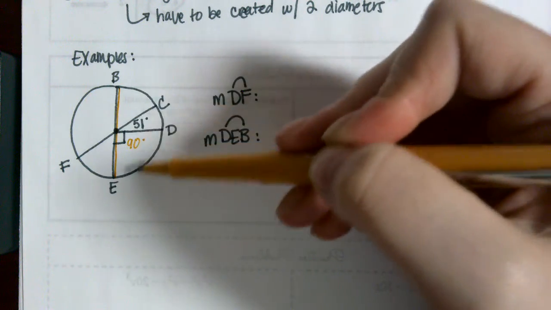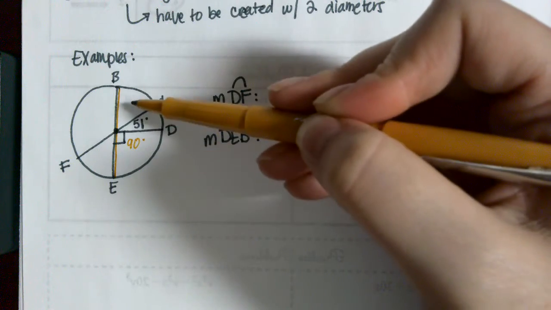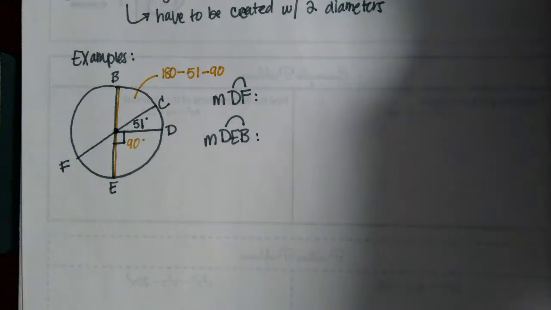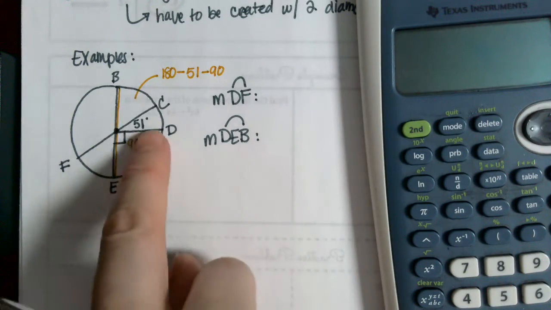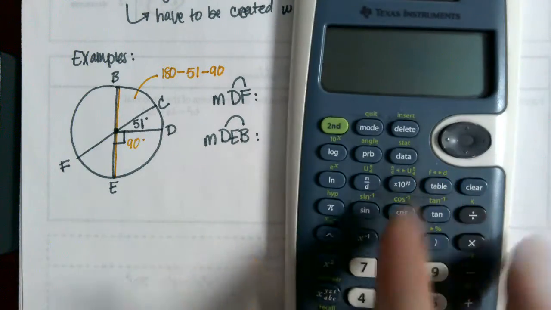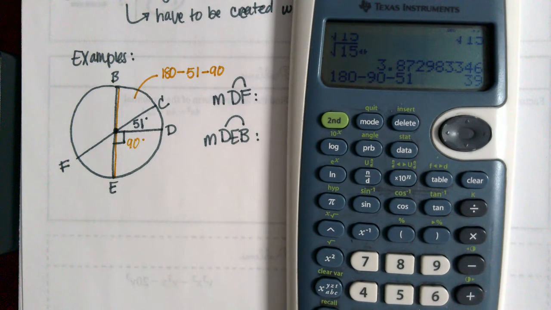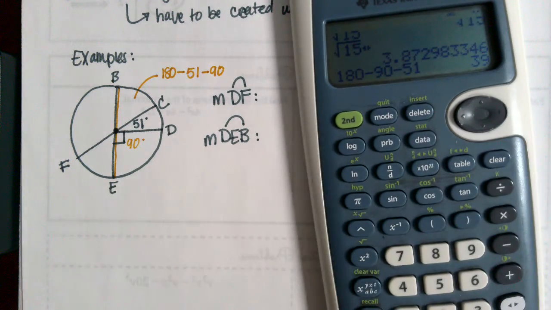Knowing the right side adds up to 180 is super helpful for me because I can find this missing piece by doing 180 minus 51 minus 90. So the whole thing adds up to 180. I can subtract these two off and I should get my missing part. So 180 minus 90 minus 51. And that gives me 39.